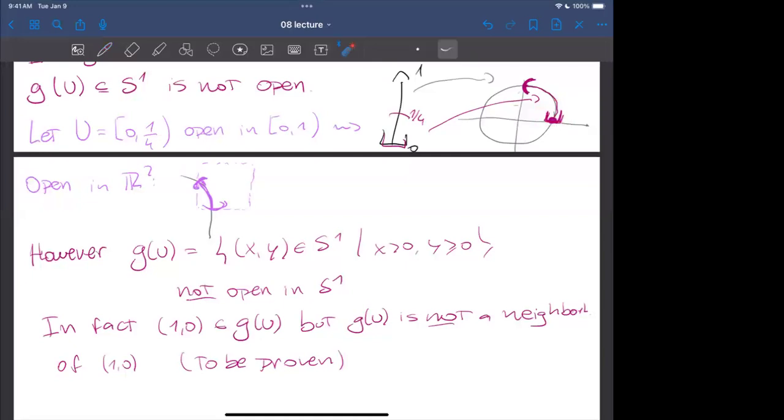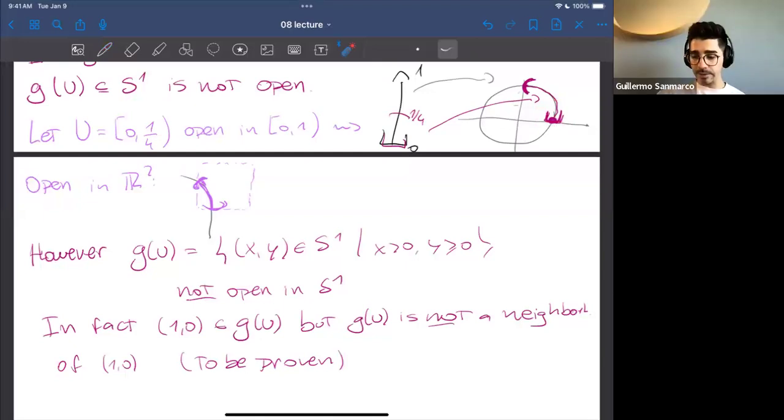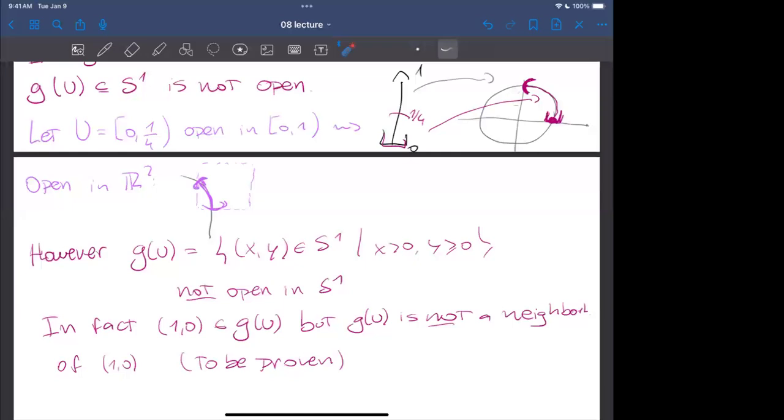Yes, I do have one question. Just to clarify, could the same also be said about the point 0, 1? If you took an interval from 1/8 to 3/8, that absolutely also would not be open.